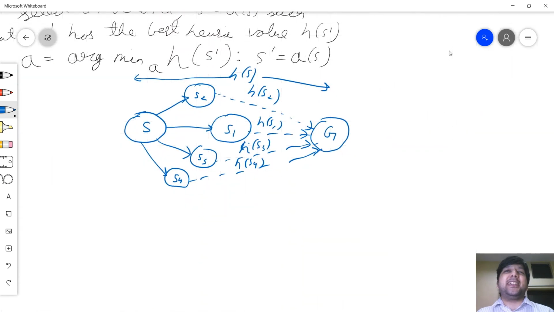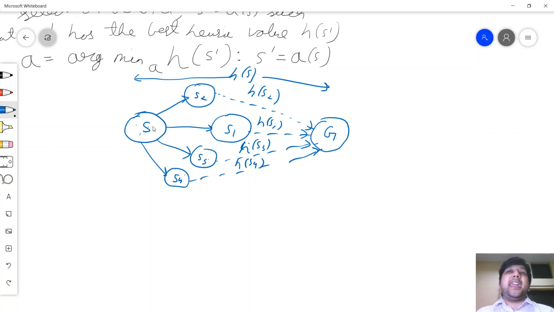Can I improve it? Either the path will be S, S2, G, or the path will be S, S1, G, or the path will be S, S3, G, or the path will be S, S4, G. There is no other path possible. There is no other neighbor. And therefore, it's either one of the four paths.